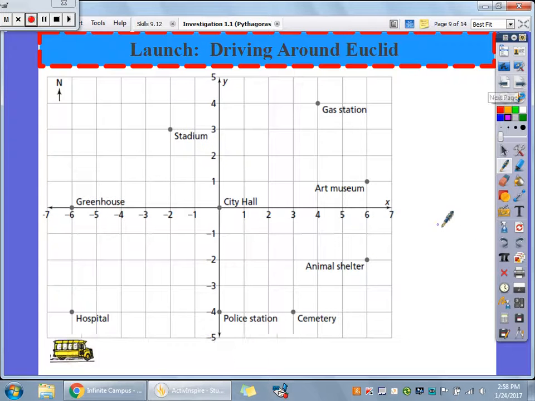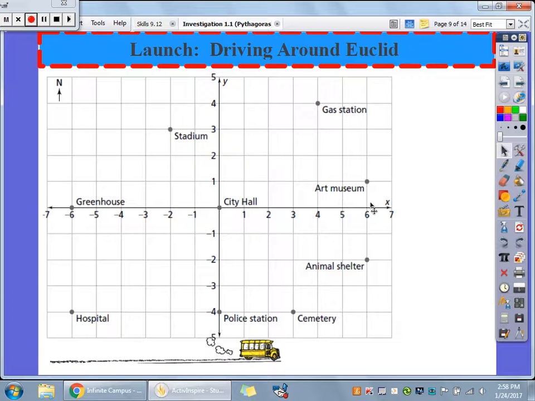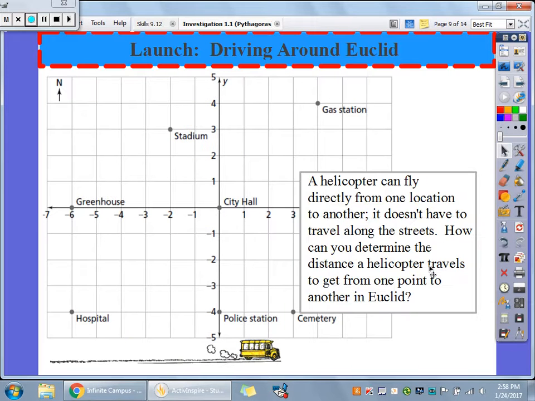All right. In here, if I can find the pointer, there we go. Okay, so a helicopter can fly directly from one location to another. It doesn't have to travel along the streets. So we talked about Air Care and Life Flight. So if there's a wreck somewhere, a helicopter is not going to fly from City Hall to the hospital using streets, right? A helicopter can fly in a straight line directly from City Hall to the hospital, okay?